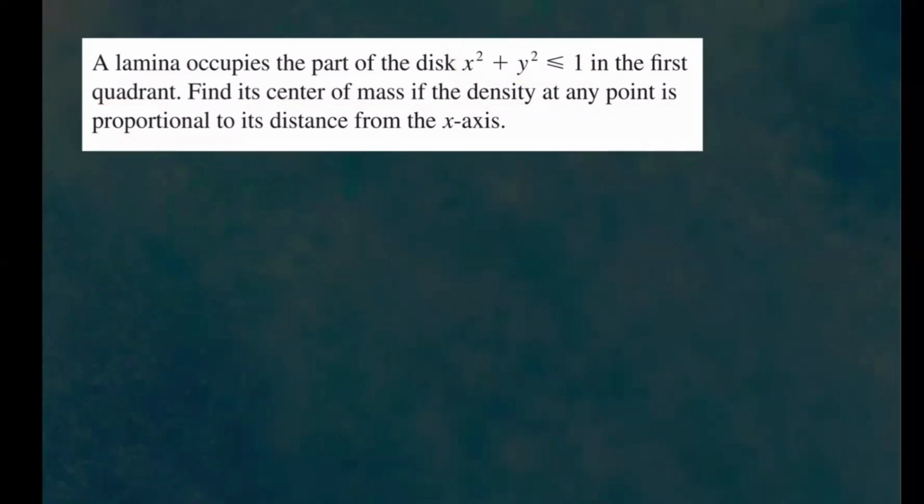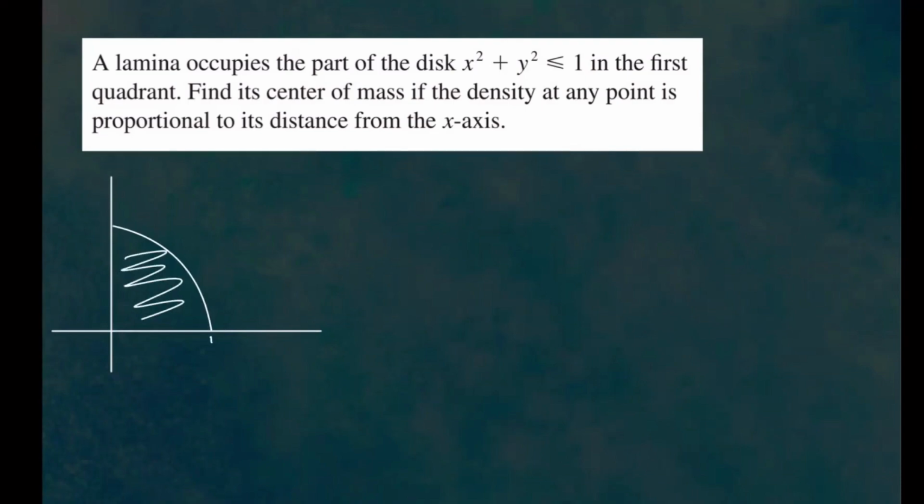So let's take a look at the picture. Here's our XY plane, and our lamina is occupying this disk only in the first quadrant. So this is the picture I'm going to draw. This is radius 1. So this is the disk, 1/4 of that disk.